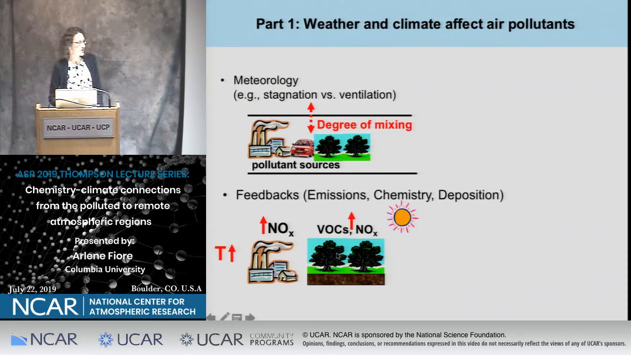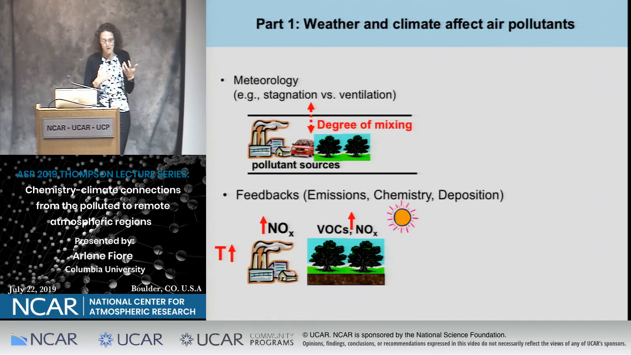We also have natural sources, reactive carbon or volatile organic compounds that are emitted from vegetation and are strongly sensitive to temperature and sunlight. And then you can see the brown is supposed to be soil, and we have microbes in the soil that emit more NOx depending on things like temperature and frequency of precipitation.